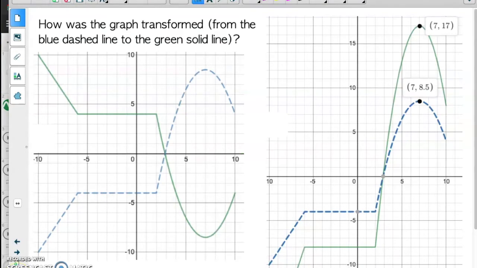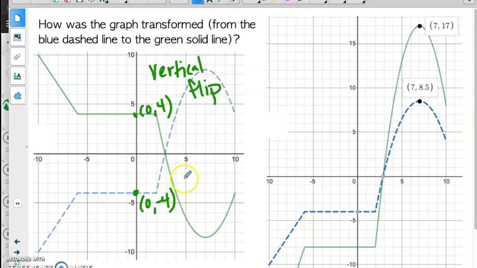Here we have 2 examples in which we are trying to describe how the graph was transformed from the original blue dashed line to the transformed green solid line. So in the first example, how would you describe the transformation that's happened? Do you see the flip? It's as if the x-axis is the mirror or the line in which you fold and get that imprint on the other side. This type of flip is a vertical flip.